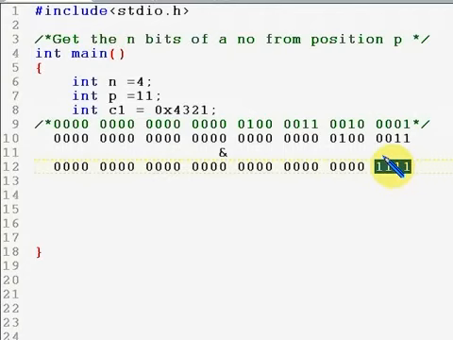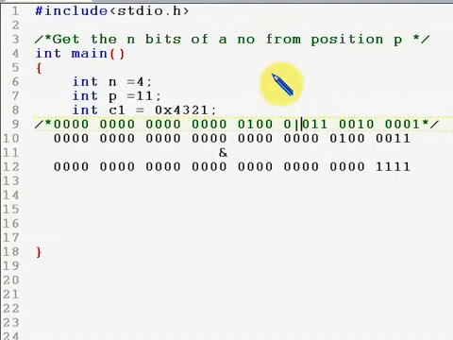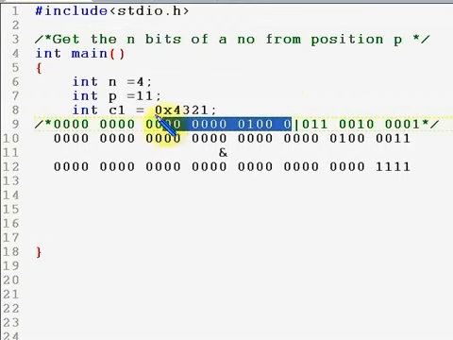So what we are going to do to C1 to get these n bits, or 4 bits, to the rightmost side, from position P. Now, if I am going to right shift by P, where will we be? I'll show you where we'll be. We'll be here. So this will be the number, with whatever zeros at the left side, and these many digits would have fallen off.